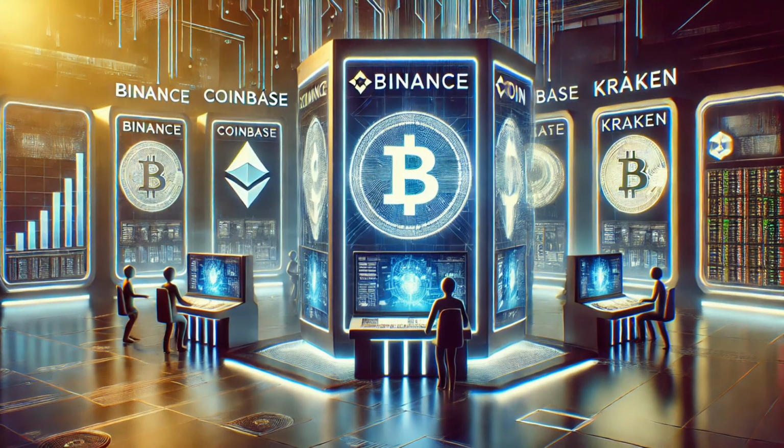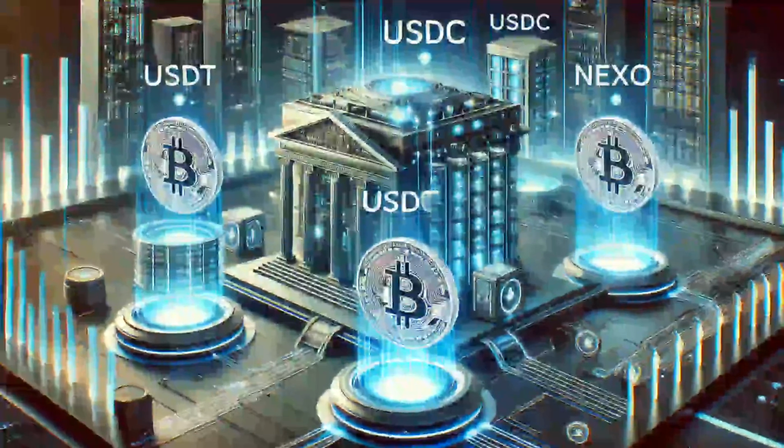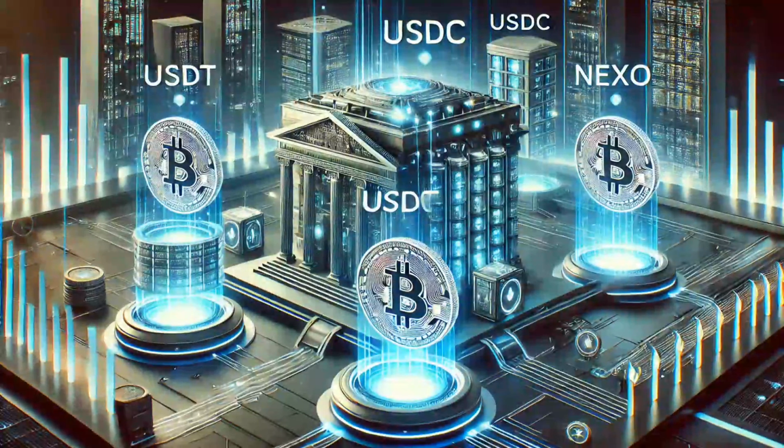Examples of centralized systems in crypto: centralized exchanges, CEXs, Binance, Coinbase, Kraken. Centralized lending platforms, BlockFi, Nexo. Stablecoins: some are centralized, USDT, Tether, USDC.